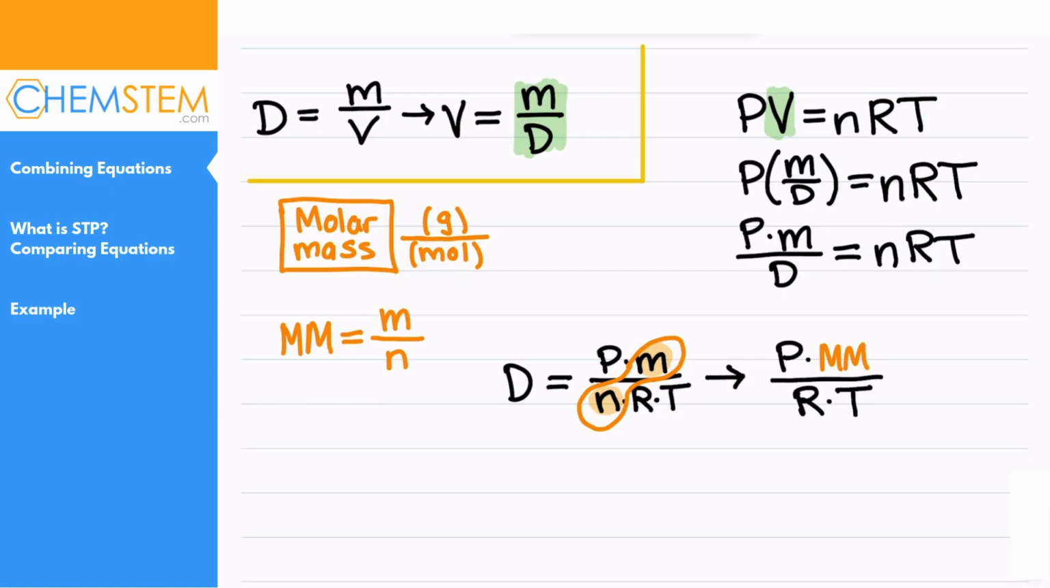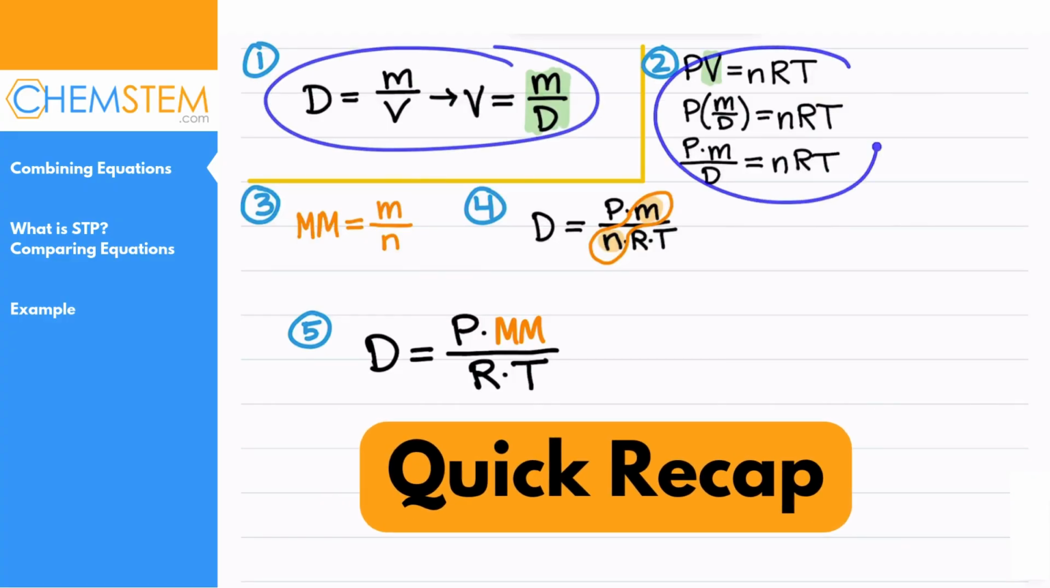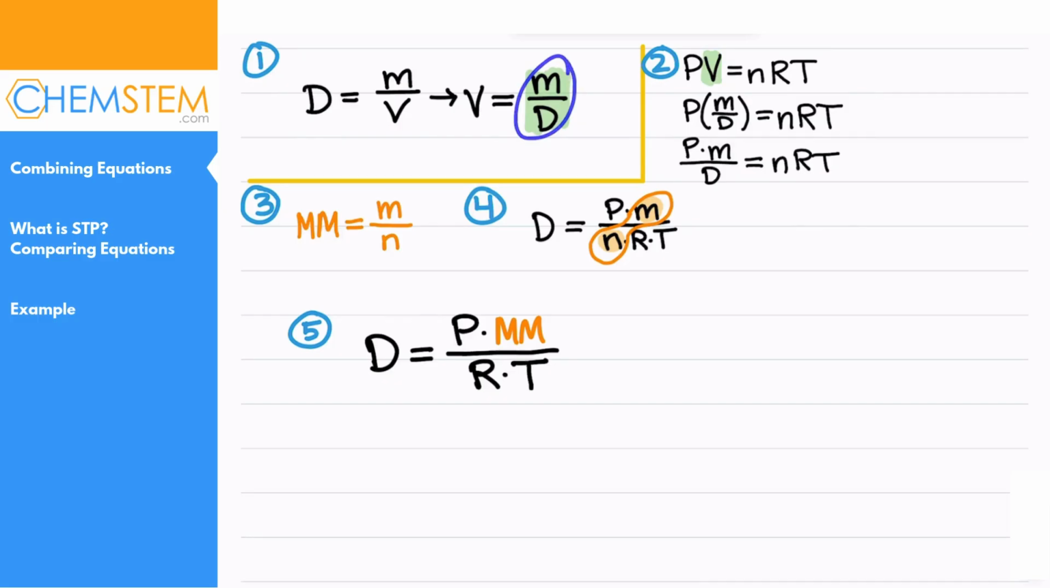So let's tidy this up a bit. After using the density equation and the ideal gas law and then substituting m over D where V is, we get this equation, which we rearranged to solve for density. Then we recognize that m over n is really just another way to represent molar mass, so we substitute in molar mass for whatever that particular substance is, and that is how you do it.